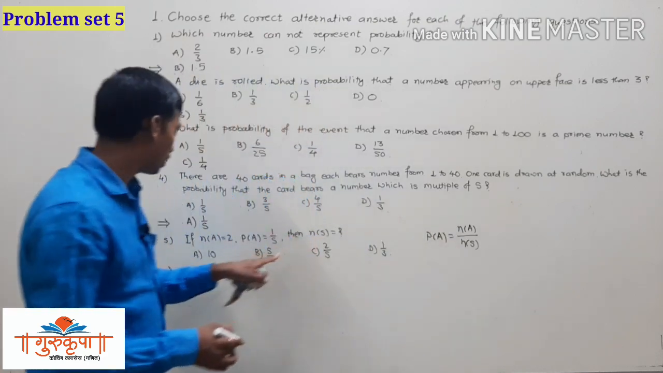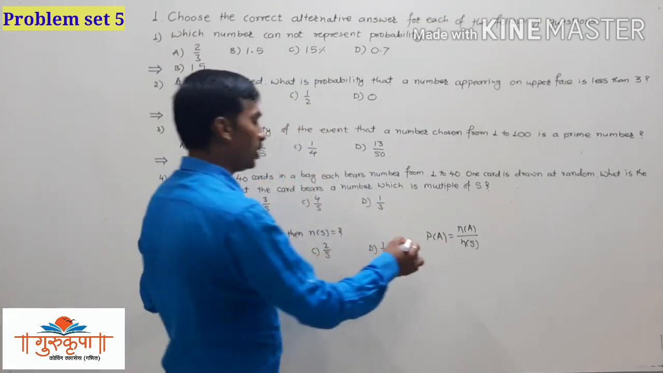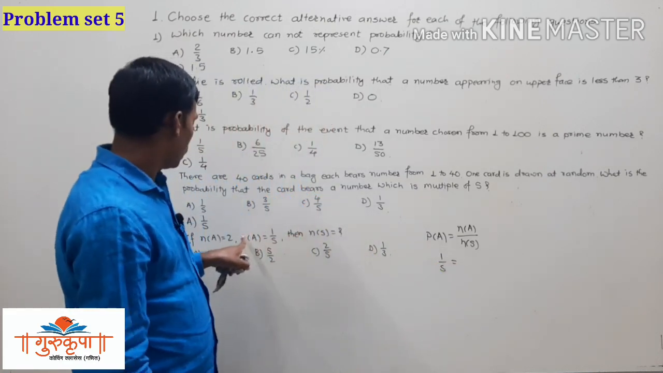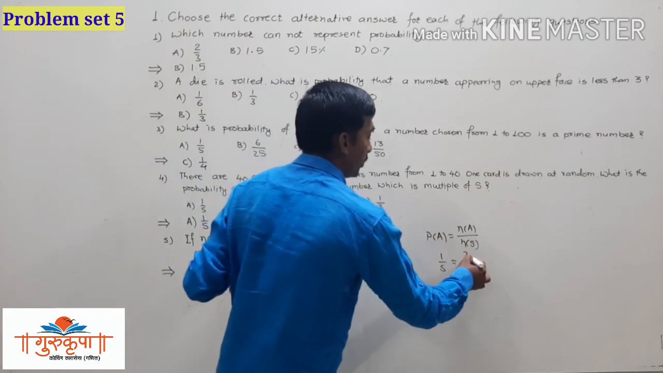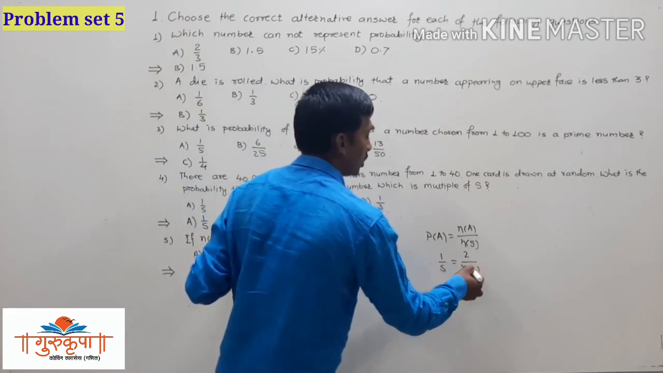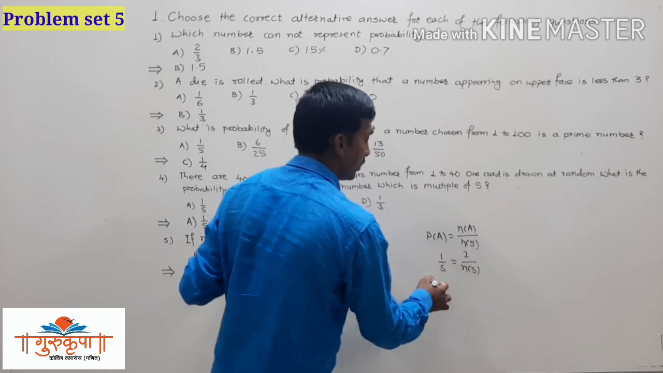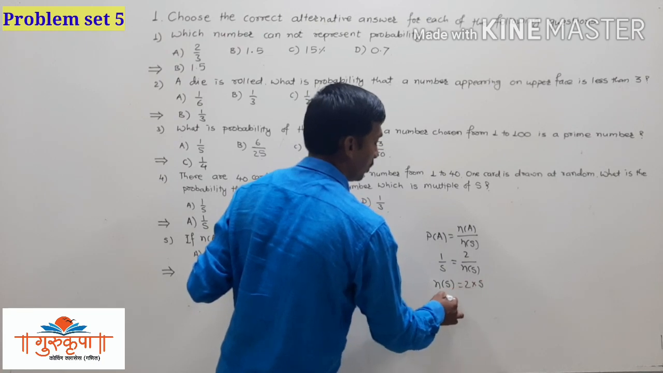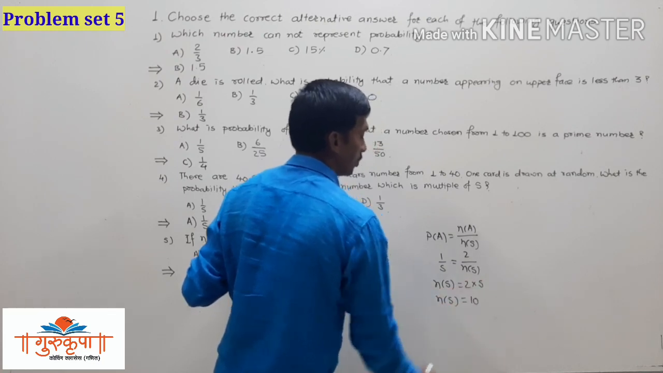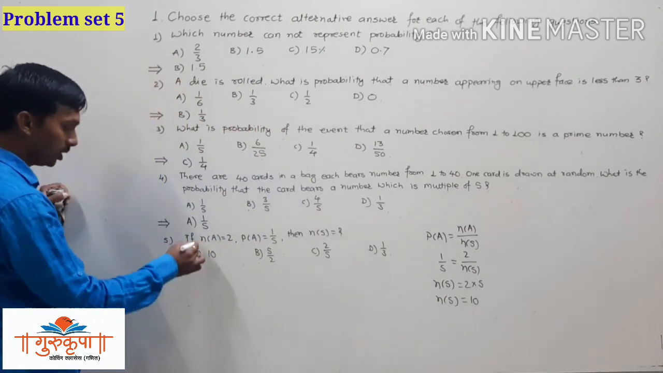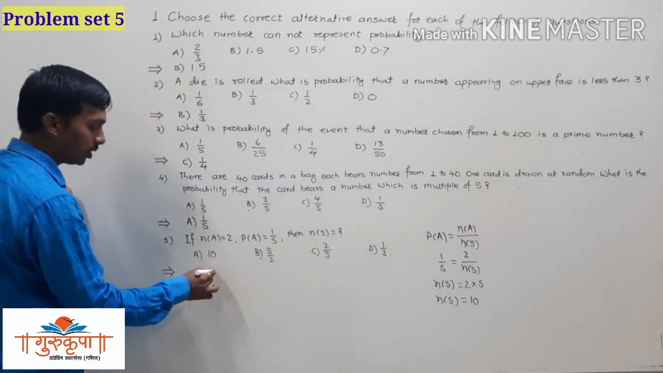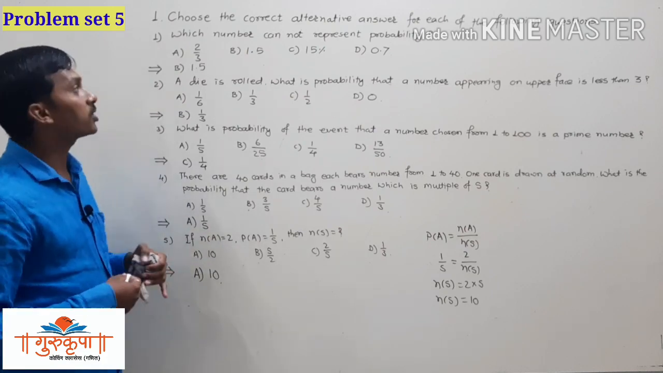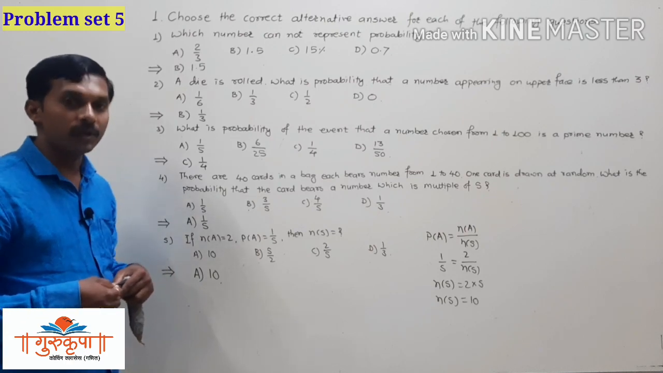Now put the values there. Probability of A is given, that is 1 upon 5. It is equal to number of A, which is given as 2, divided by number of S, which we have to find. Now take the cross multiplication: number of S multiplied by 1 is equal to 2 multiplied by 5, that is 10. So number of S is equal to 10. The correct option is option A, that is 10. So this is all about the first question from problem set 5.